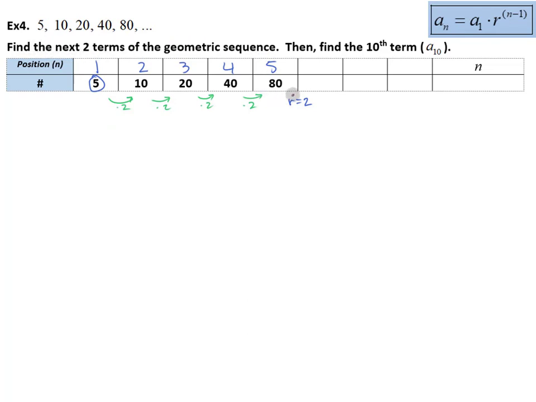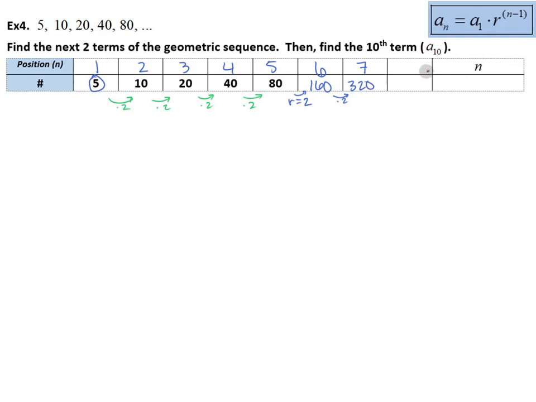Well, let's just follow our pattern, right? Times 2 is 160 for the 6th term. Times 2 again would be 320 for the 7th term. Now it says then find the 10th term. So could I just do this a few more times? 8, 9, 10 and get my answer?